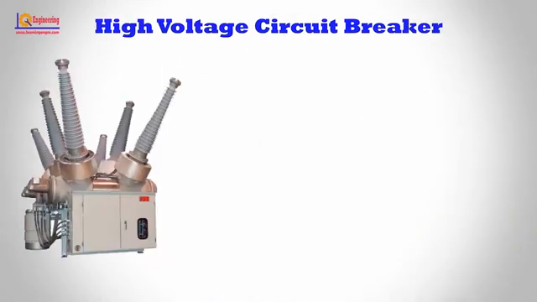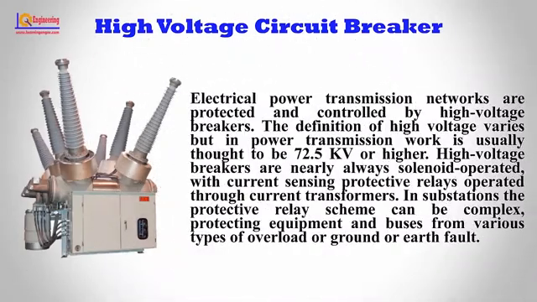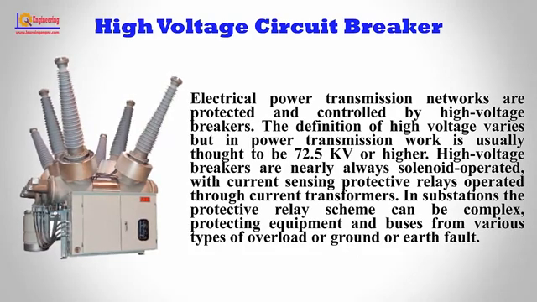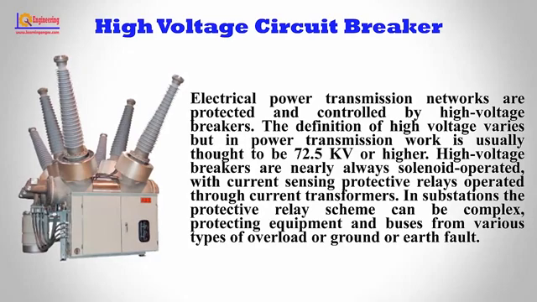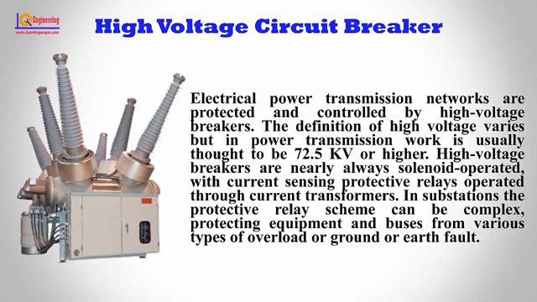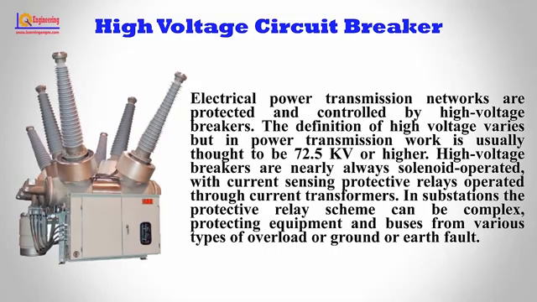High voltage circuit breaker. Electrical power transmission networks are protected and controlled by high voltage breakers. The definition of high voltage varies, but in power transmission work it is usually thought to be 72.5 kV or higher. High voltage breakers are nearly always solenoid operated, with current sensing protective relays operated through current transformers. In a substation, the protective relay scheme can be complex, protecting equipment and buses from various types of overload or ground or earth fault.